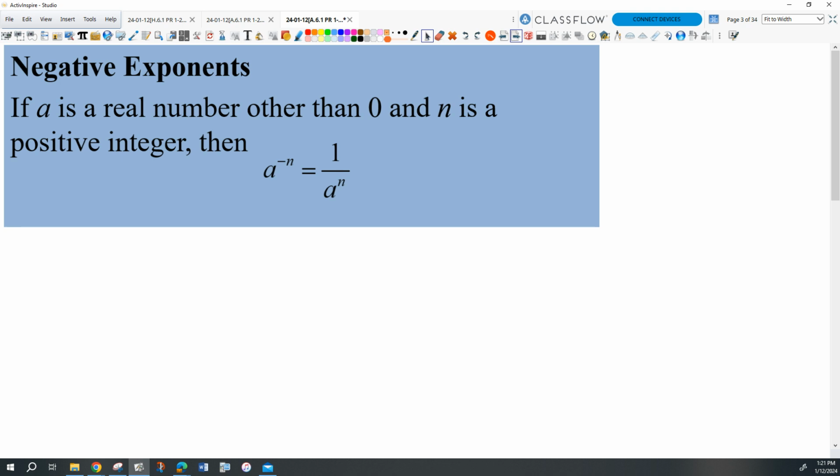Okay, the negative exponent rule. What this tells us is if I have a base raised to a negative exponent, like a to the negative n, I can push that power to the bottom of the fraction and make the exponent positive. So that's an important one. We'll come back to that one again and again.